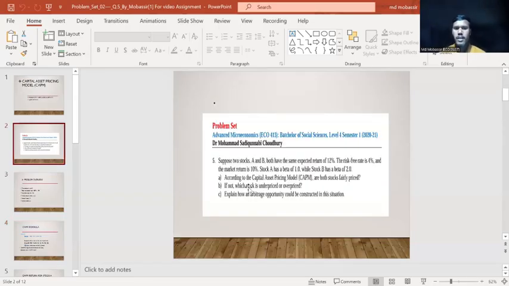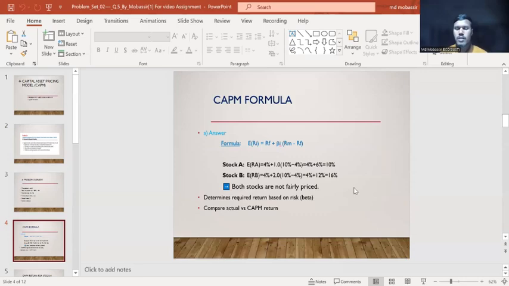Problem A is: according to the capital asset pricing model, CAPM, are both stocks fairly priced? Now, we substitute the values given in the question into the formula for the CAPM model, which is E(Ri) = Rf + βi(Rm − Rf). This is the formula for CAPM. We can get the required return using the CAPM formula.